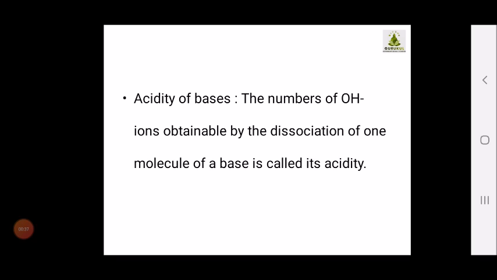Whereas the acidity of the bases means what? Acidity of the bases revolves around the concept of how many OH minus ions you get on dissociation of one molecule of the base. It is known as the acidity. This is something I want you all to focus on. Read the lesson, watch the videos twice, so your concepts will become more clear.